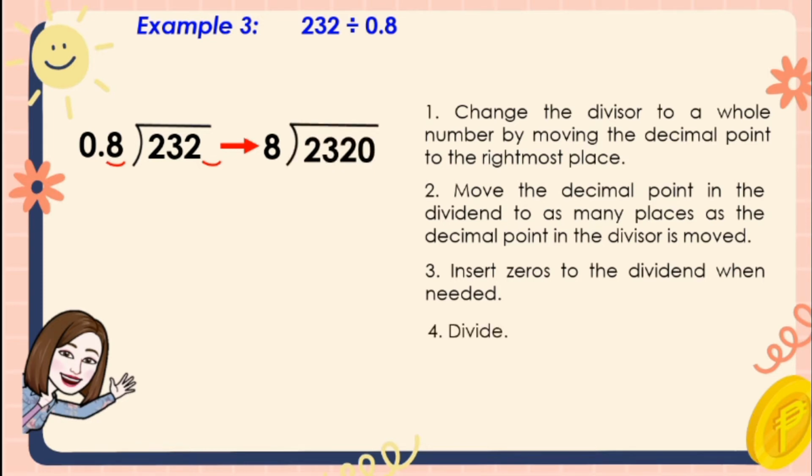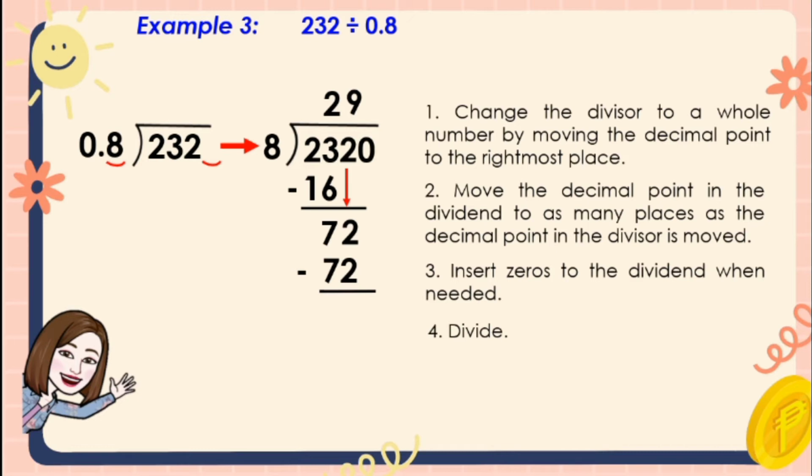Step 4. Divide. 23 divided by 8 equals 2. 2 times 8 equals 16. 23 minus 16 equals 7. Bring down 2. 72 divided by 8 equals 9. 9 times 8 equals 72. Subtract 72 minus 72. The answer is 0.